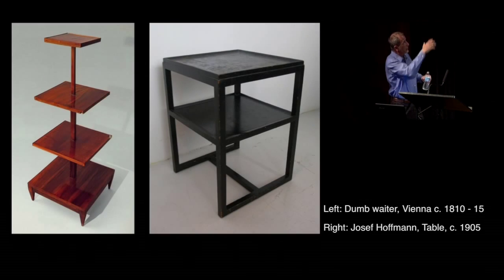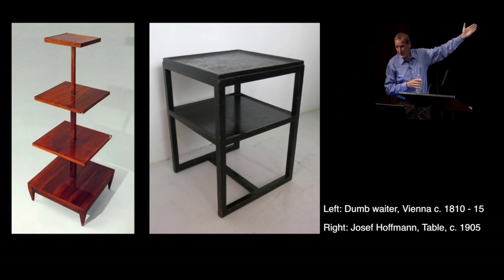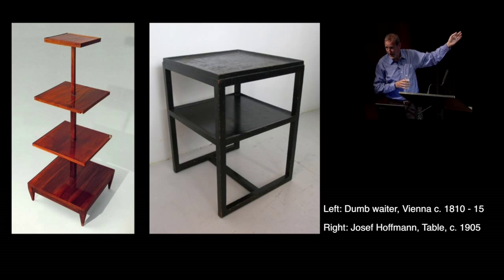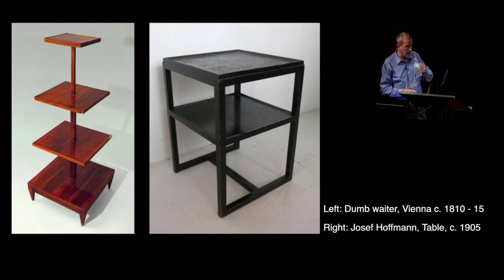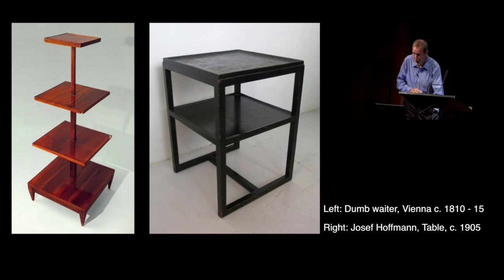So just to show you, a typical piece of Biedermeier furniture, extremely pared down, functional, geometric, and the table by Hoffmann from 1905 for the Koller family, a Jewish family in Vienna.